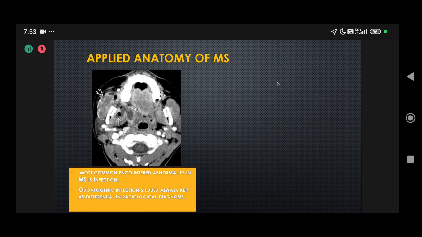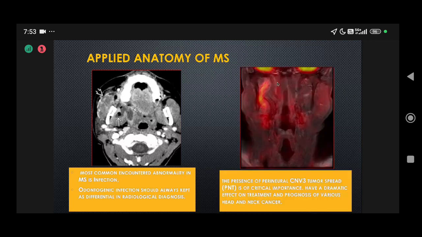We all know that the most common abnormality we encounter in the masticator space is infection. Odontogenic infection we should always keep in mind as a radiological differential diagnosis. But apart from it, as a surgical oncologist, the most important thing is the spread of the tumor into the masticator space and perineural spread, because it has critical importance in the staging and prognostication of various head and neck cancers.